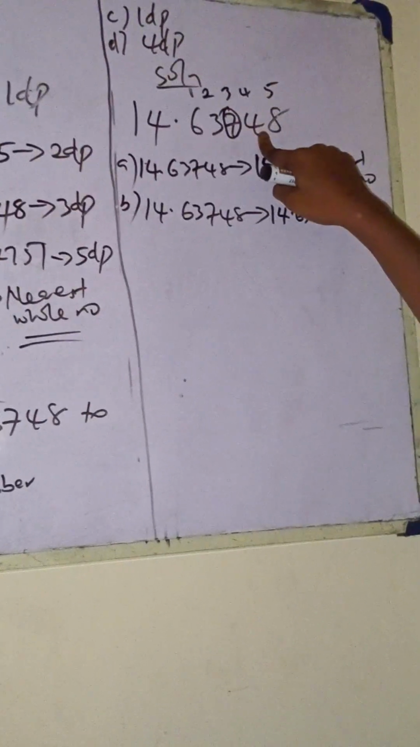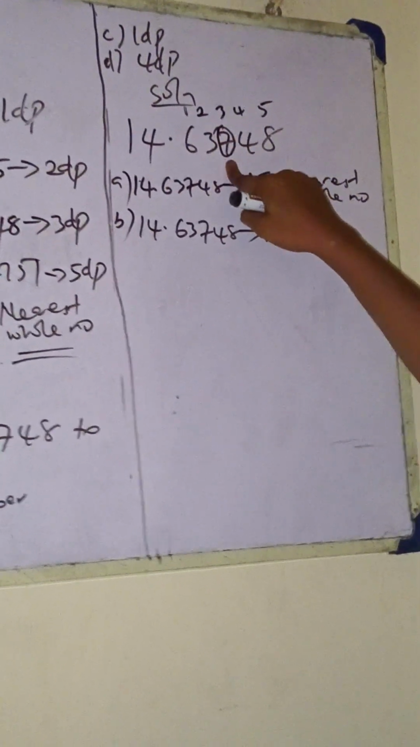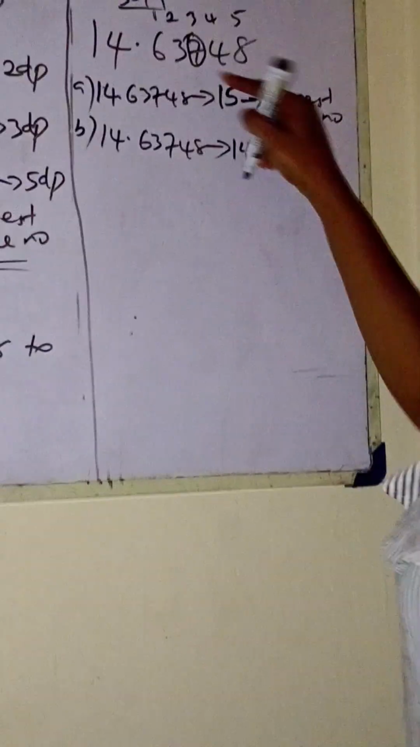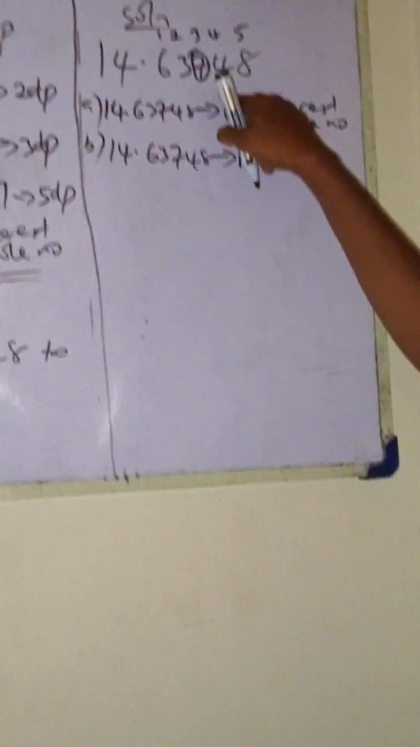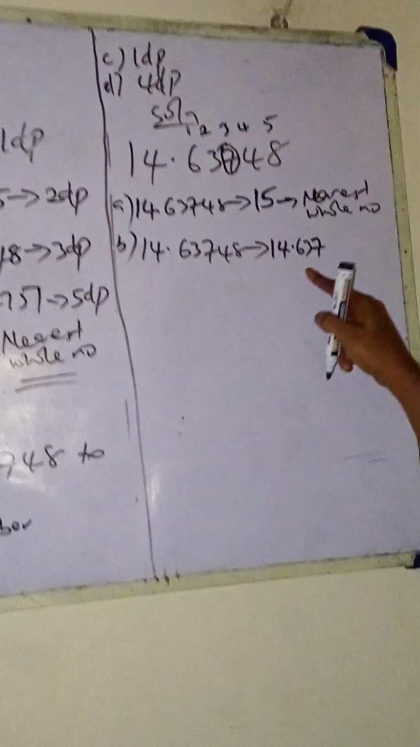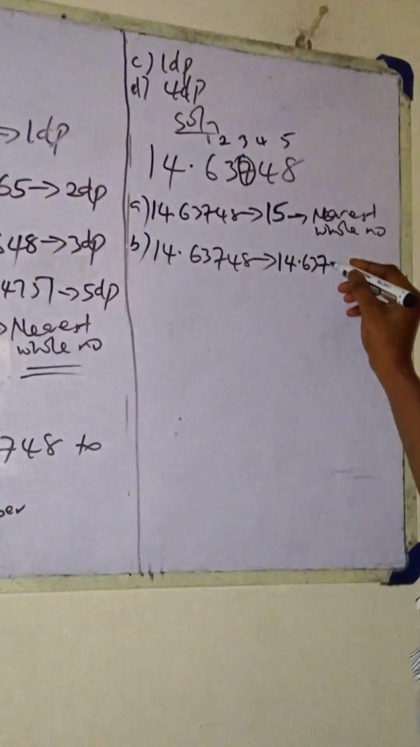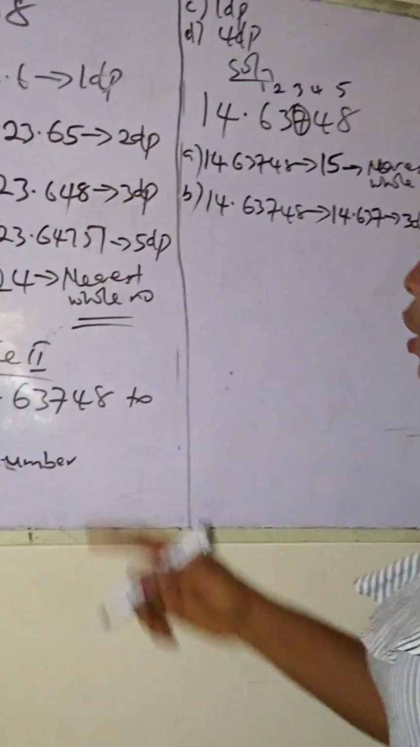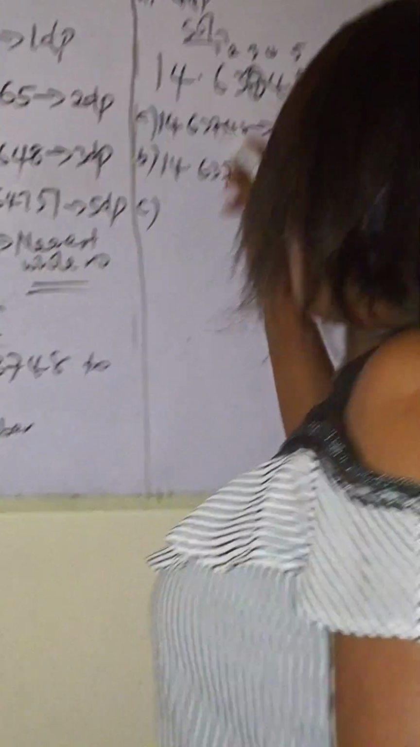So in that case, we cannot approximate it. Rather, we put that number down that way. What we put down there is 7. We put the number we have there as it is, because the number next to it is not up to 5. We cannot approximate it. So what we have here is 14.637 to 3 decimal places. Then we go to the next one, which is to 1 decimal place.